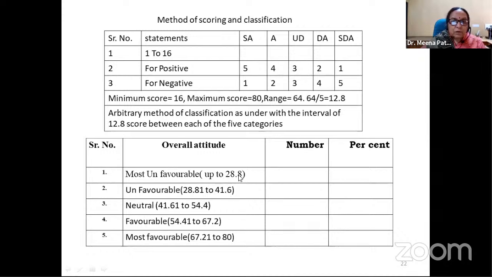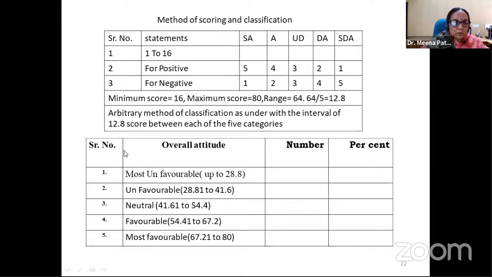So up to 28.8. How does it come to 28.8? 16 is the minimum score plus 12.8, that is 28.8. So up to 28.8 is most unfavorable, then to 28.8 again add 12.8, we get 41.6. To 41.6 again add 12.8, we get 54.4. And in this manner, a most favorable attitude, if they have a value in this category. So when you are placing your respondent on this value, that is the scaling technique of that scale.